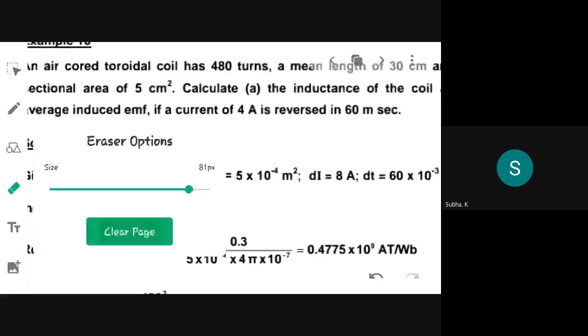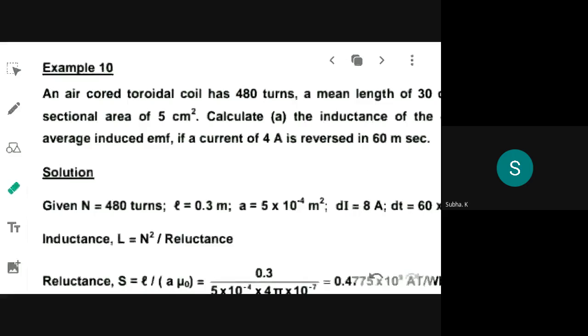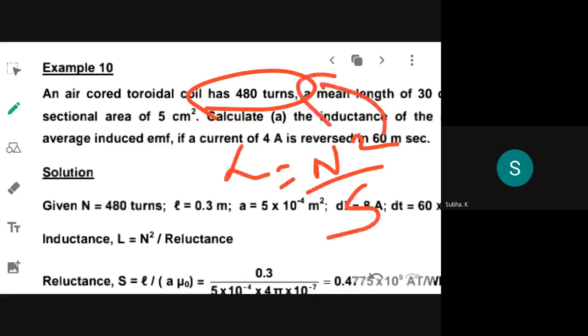First thing you need to find out is L. What is the formula that you will use? L equal to N squared by S. Okay, N squared by S. N is directly given, that is 480. You can substitute here. What about S?